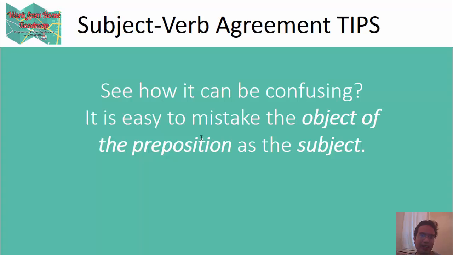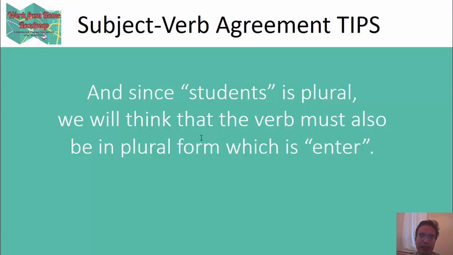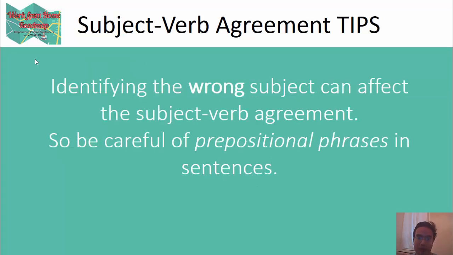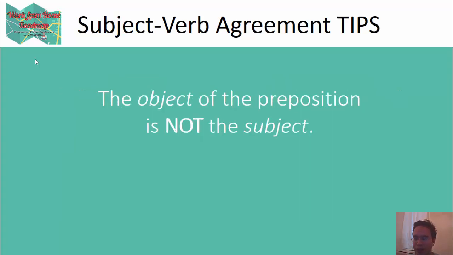See how it can be confusing? It is easy to mistake the object of the preposition as the subject. And since students is plural, we will think that the verb must also be in plural form, which is enter. That will make the entire sentence grammatically incorrect. A group of students enter the room is wrong. Identifying the wrong subject can affect the subject-verb agreement, so be careful of prepositional phrases in sentences. The object of the preposition is not the subject.